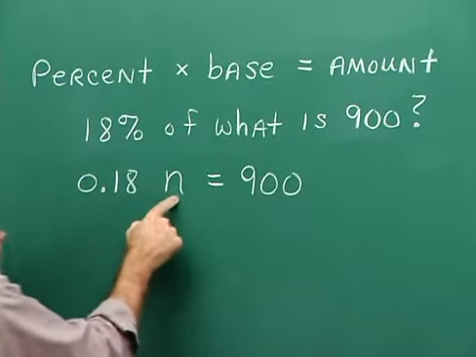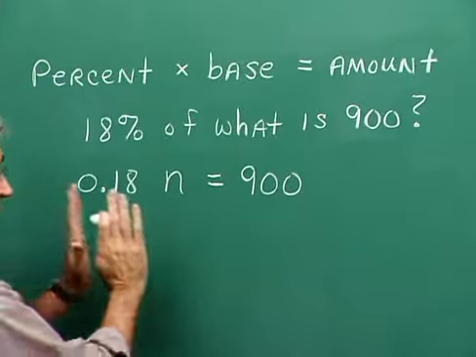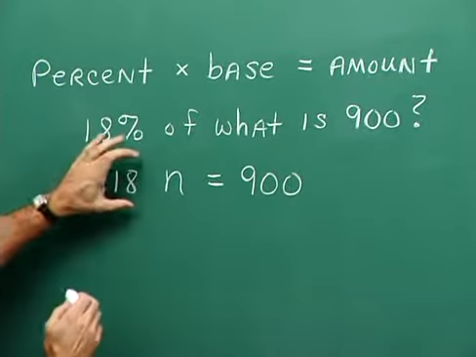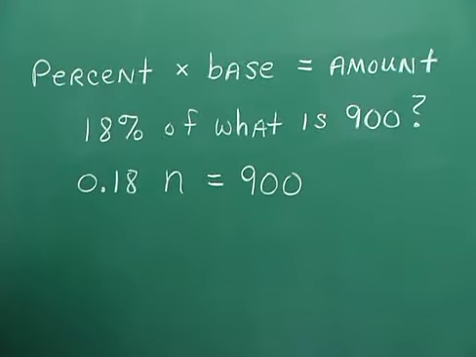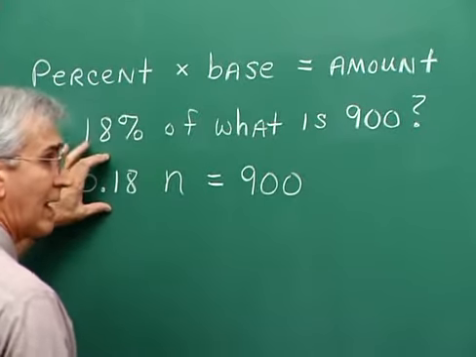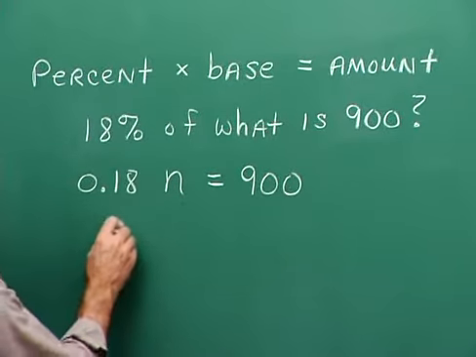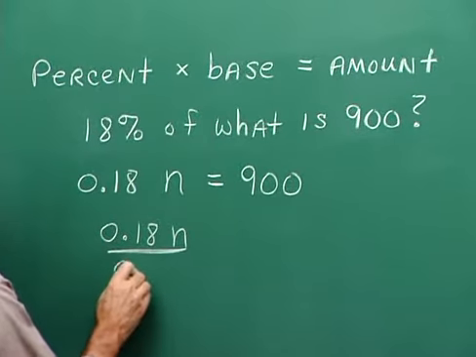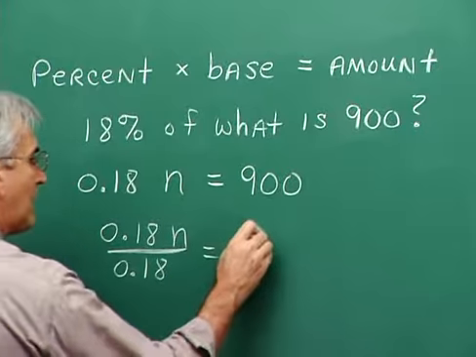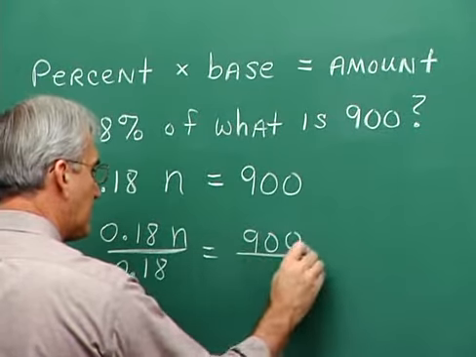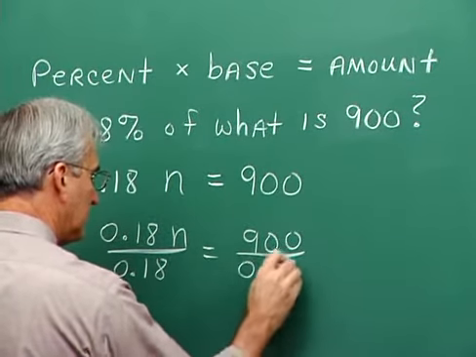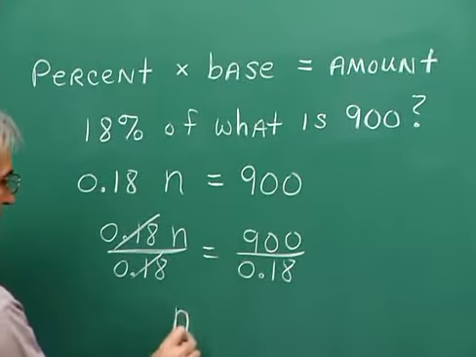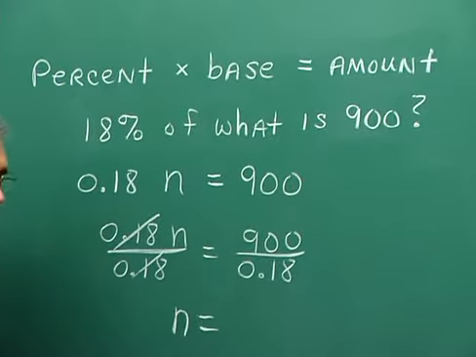And now, to solve this, we want to isolate n. To isolate n, we need to remove that 0.18, and to do that, we found in the past that we divide on both sides by that number. And so we'll show that the left side is divided by 0.18, and the right side is divided by 0.18. These cancel, and we find n to be whatever quotient this is.